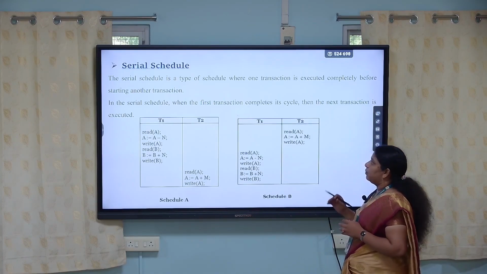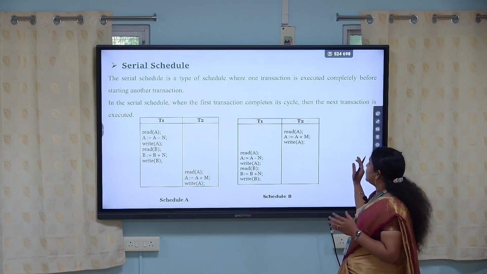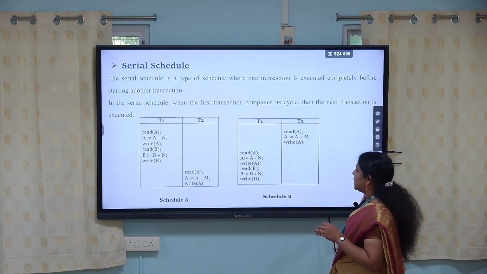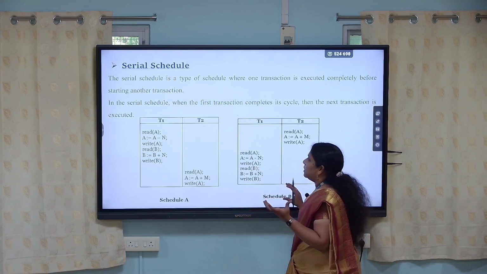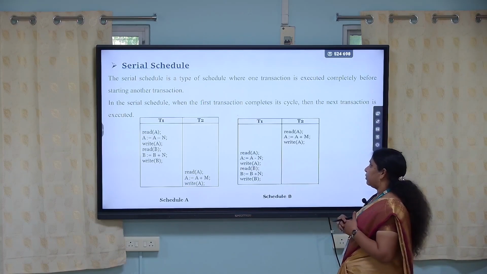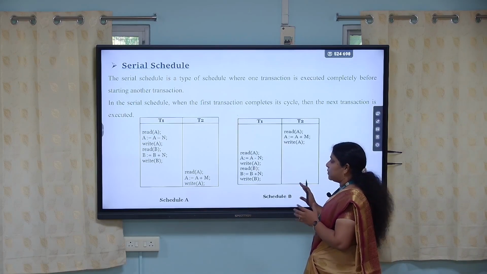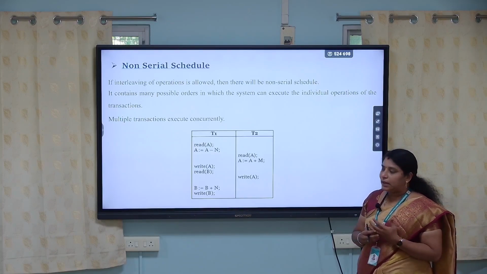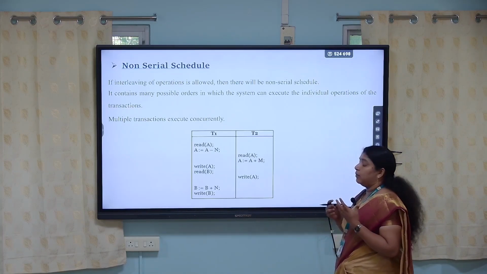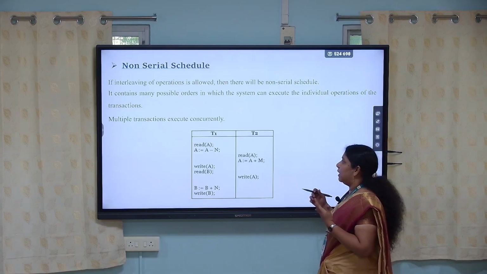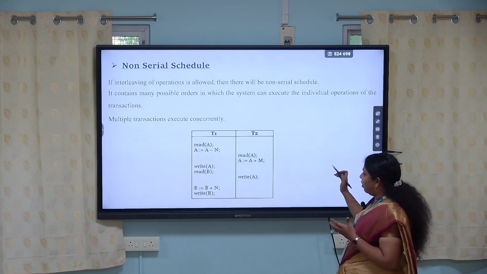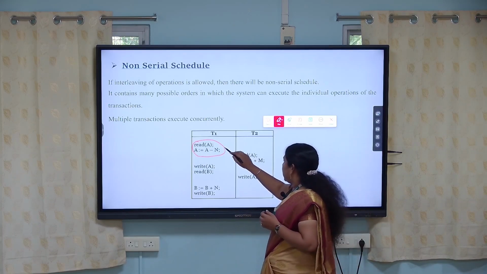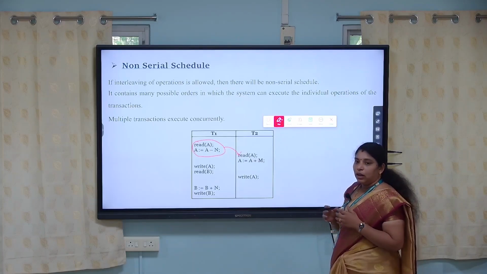A serial schedule is a type of schedule where a transaction is executed completely. Once a single transaction is executed completely, it goes for the next transaction. So it is executed in a serial form, and this type of schedule has no conflicts. In non-serial schedules, the transactions are executed concurrently, so there is interleaving of operations. This type of schedule is prone to conflicts.